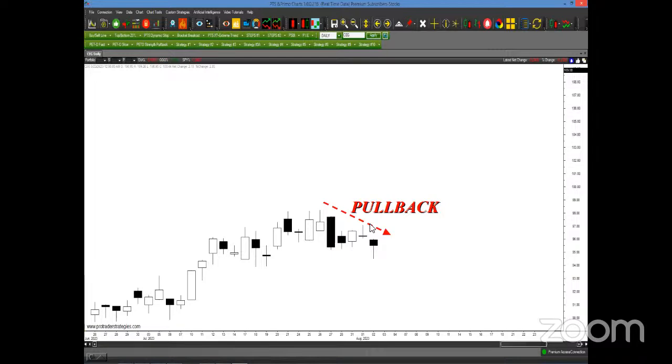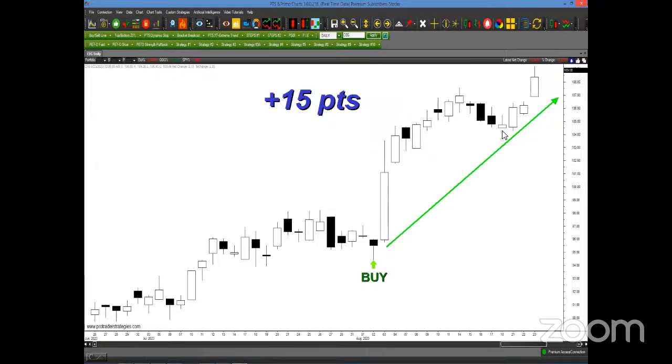So this is just a pullback. Even though it's selling off for a week or so, what we teach you in the course is how to identify the difference between an actual beginning of a downtrend and a pullback. And this is just a pullback. So what you want to do is click on strategy number 9. You would have seen that that was a buy signal. So where you would have been selling, our students were buying. And they could have potentially captured 15 points coming into September.